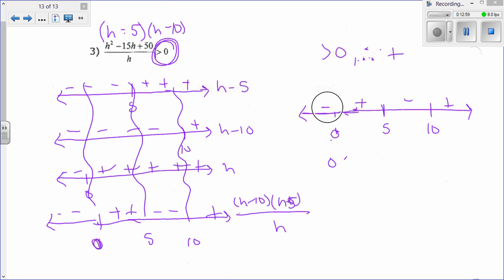I have 0 less than h less than 5, or h is greater than 10. Is what that is saying. Simply stated, it just says that h can be between 0 and 5 or greater than 10.